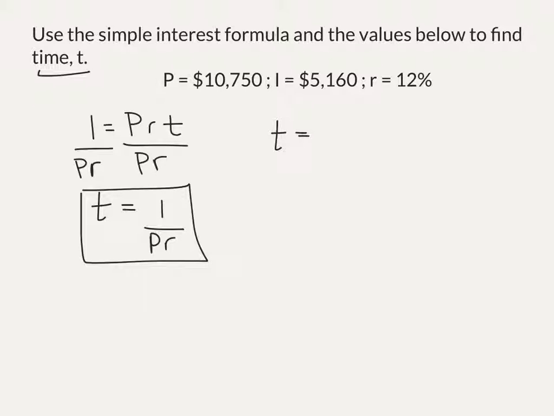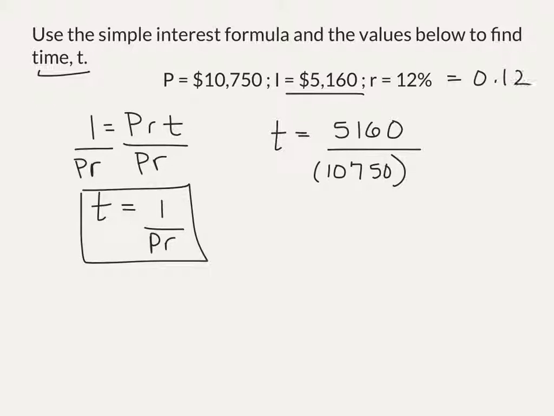So I'll just substitute the values that are given to us. I, the interest amount, is $5,160, and we'll divide that by the principal, which is $10,750, times the interest rate, which is 12%. We need to convert 12% to a decimal, and that's 0.12. And we'll put that into our formula.